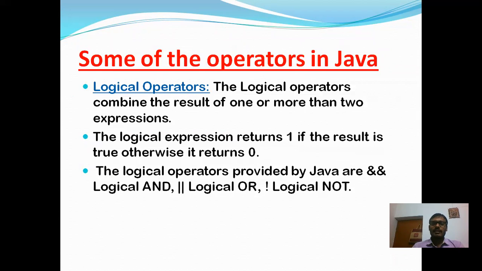And you can see the logical operators provided by Java are the double ampersand sign, which is known as logical AND, this symbol which is known as logical OR, and the exclamation sign, which is known as logical NOT in Java. Logical operators check the condition of more than one statement. They check the condition of more than one expression or statement, and after checking the conditions, it will return the result or execute the statement.